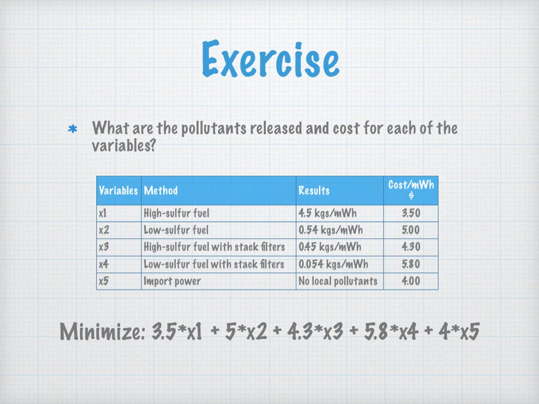We have a similar shift when we compare low sulfur fuel, X2, with low sulfur fuel with stack filters, X4. We now see that we have 0.5 kilograms per megawatt hour of pollutants, and the cost is $5.80. The data in the third column, the cost per megawatt hour, provides the coefficients for the function that we want to minimize. And so you can see it's 3.5 times X1 plus 5 times X2, and so forth.